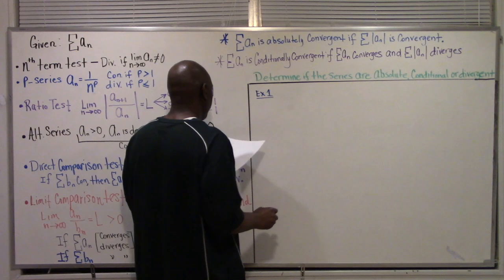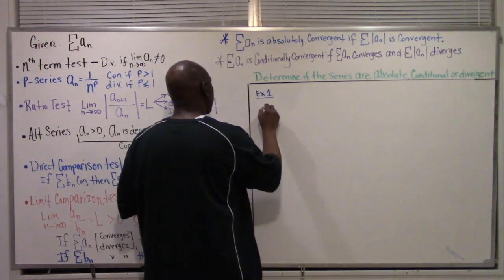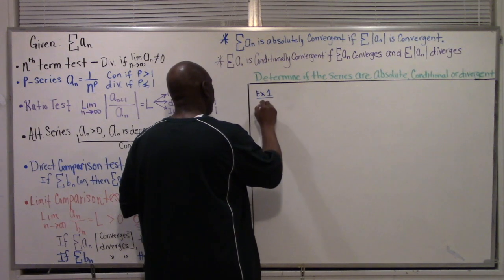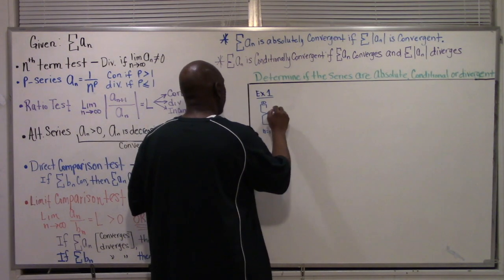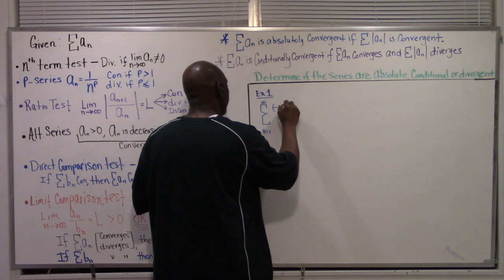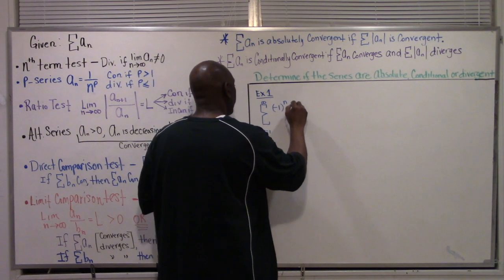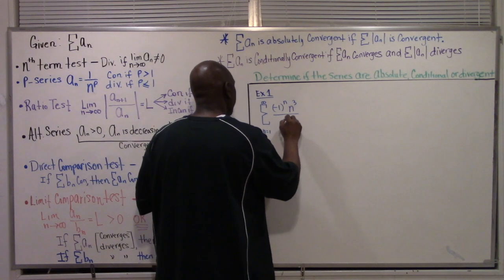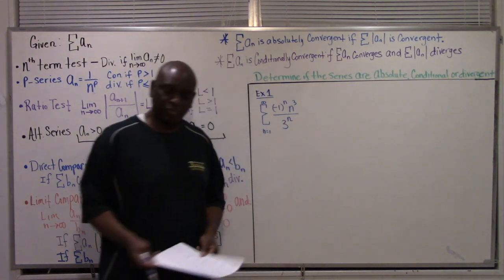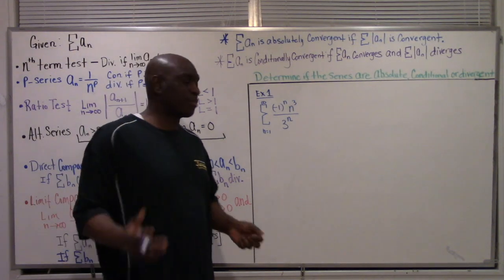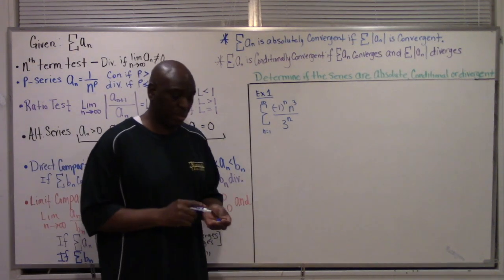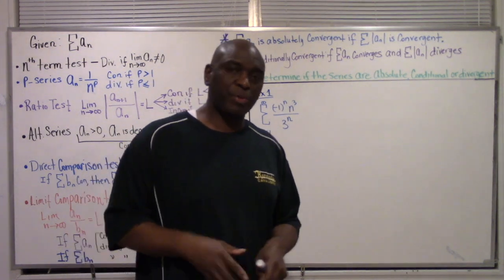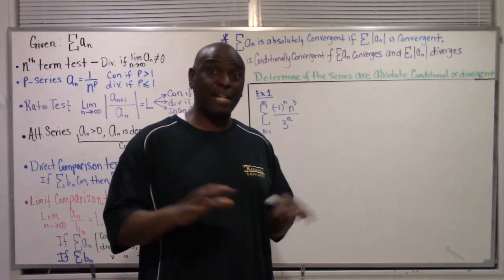All right, example 1. Here's our series: the sum from n equals 1 to infinity of (-1)^n times n cubed divided by 3 to the power of n. All right, so let's determine whether or not this series converges absolutely, converges conditionally, or just outright diverges.